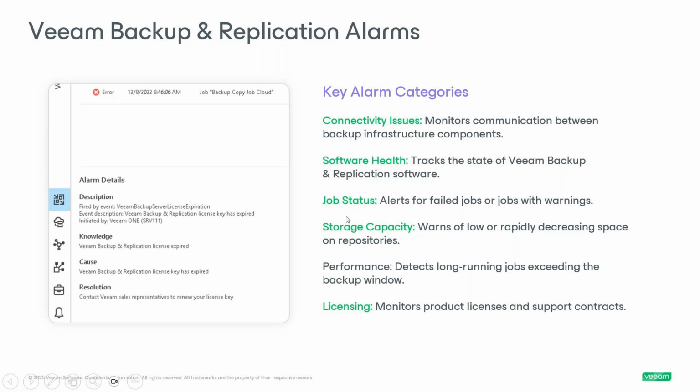You have job status. This is more about what I was talking about earlier, so whether the jobs are successful or not, if they failed, or if they ended up with a warning. You have alarms around storage capacity, if you're getting close to a full storage, which could be creating problems within the Veeam backup application server. And you also have some alarms about licensing. So those are the general groups that the alarms are categorized under.